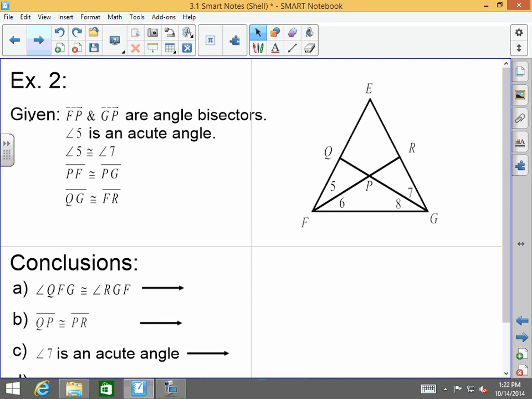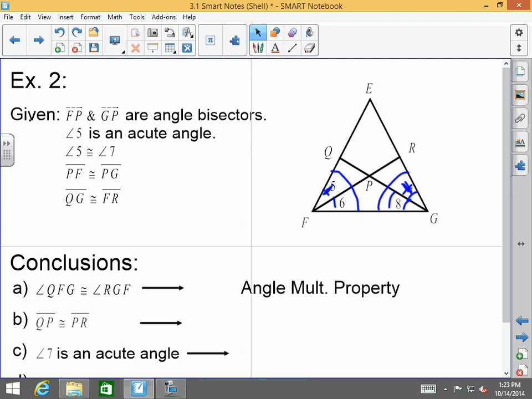No, it won't be addition, because I have a double bisector. Think, guys. I tell you that FP and GP are angle bisectors. So that means that these two get cut into equal angles, and these two get cut into equal angles. But didn't I tell you that angle 5 is congruent to angle 7? Okay, so now I'm going from small to large. QFG is congruent to RGF because of the multiplication property.